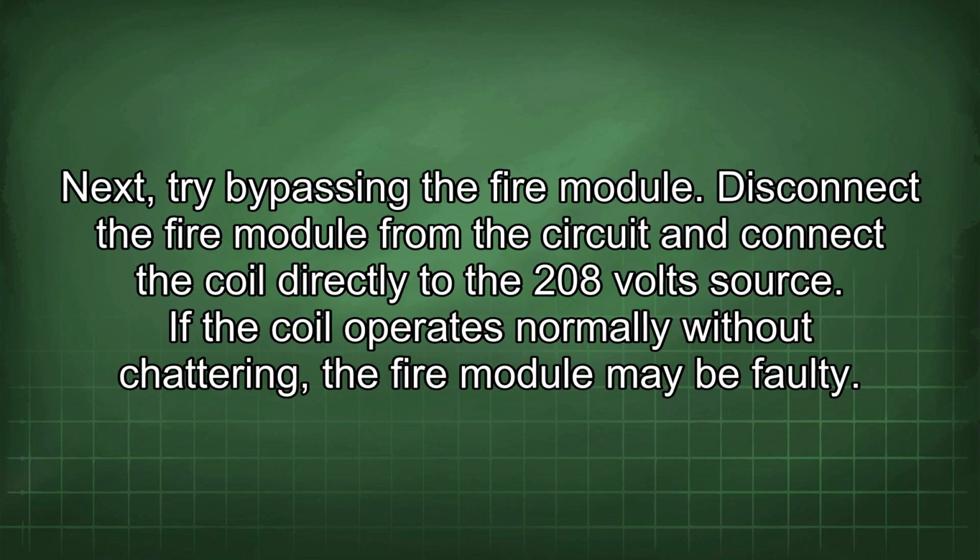Next, try bypassing the fire module. Disconnect the fire module from the circuit and connect the coil directly to the 208 volt source. If the coil operates normally without chattering, the fire module may be faulty.